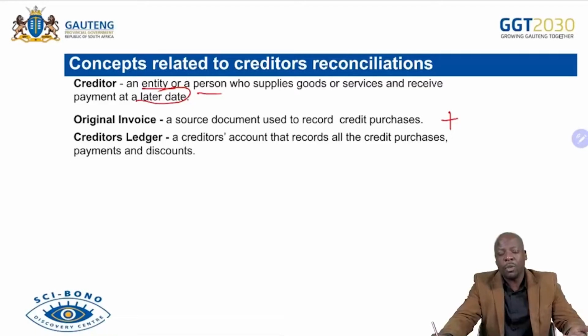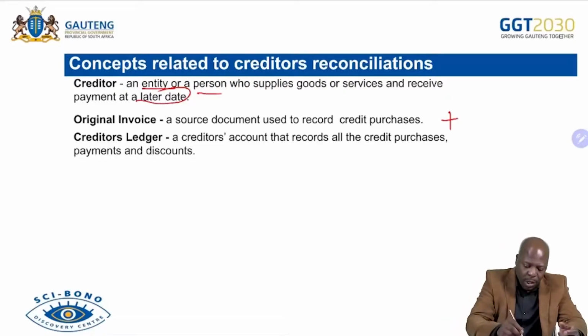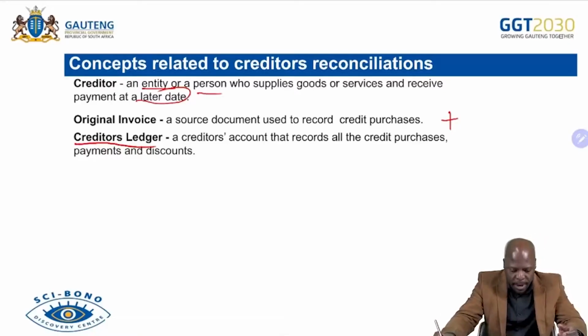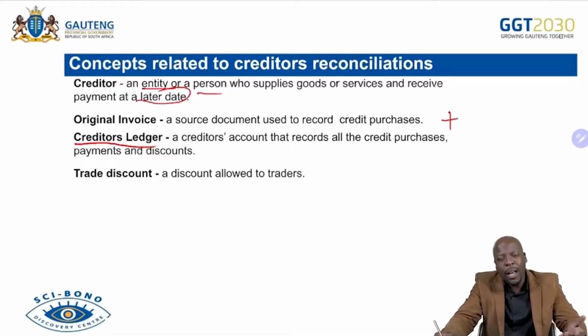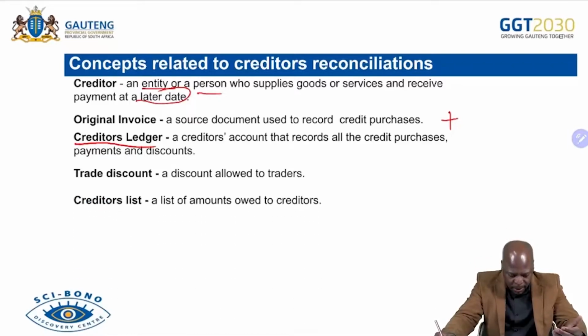Remember, we need to keep track of our purchases on credit, our payments, as well as the discounts that we are going to receive from our creditors. And all of these are recorded in what we call the creditors ledger. Okay? And then it is important for us to understand that whenever we are dealing with creditors, we also receive trade discount. This is the discount that will be allowed to traders.